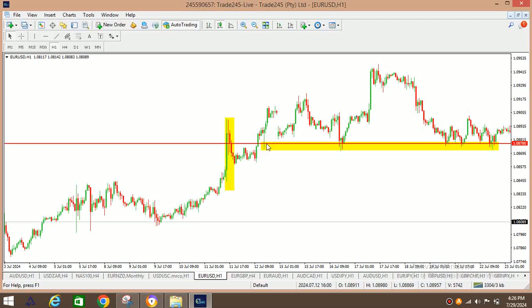So there are so many ways you can actually name this. You can call it a swap zone. So a swap zone is when support becomes resistance or resistance becomes support. So it depends on how you want to put it. Some call it an SNR flip. An SNR flip is when the price flips from resistance to support or from support to resistance.